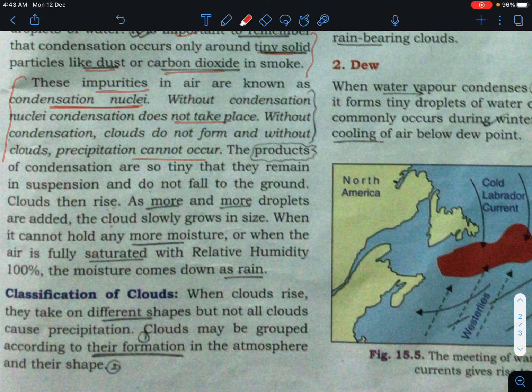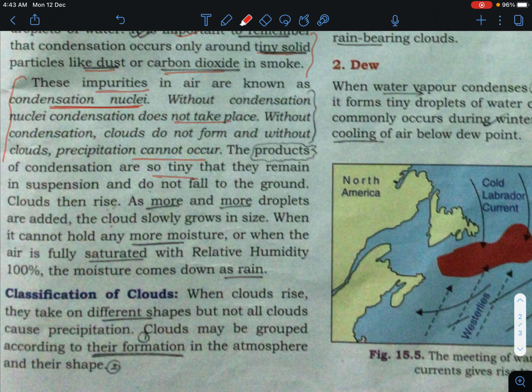Water droplets, the product of condensation, are so tiny that they remain suspended in the air and do not fall to the ground. Then the cloud rises, meaning these water droplets combine more and more, and the cloud rises as more and more droplets are added.